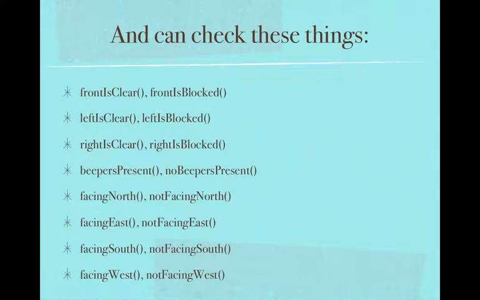Also, left is clear, like front is clear, left is blocked, right is clear, right is blocked, beeper present. That means that if in the square that Carol is on there is a beeper, these diamonds, then it's gonna return true. No beeper is present. Facing north, facing east, facing south, facing west, and their opposites. You can use them in the if, while, for statements that we have taken before.